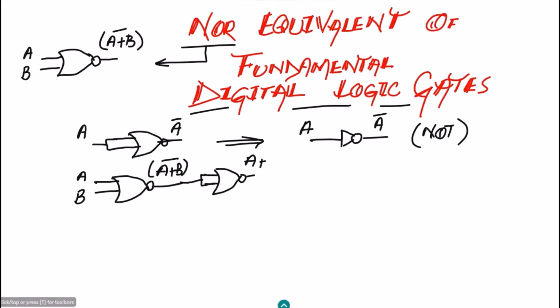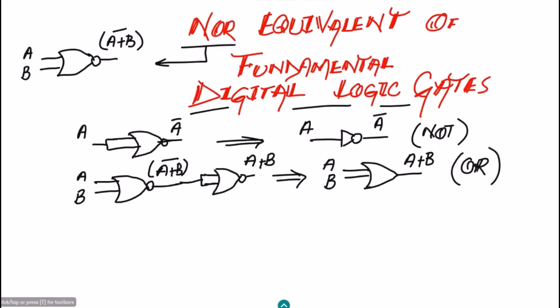So at the output of it, I will get A plus B, which is basically the same gate which I can see here, the same property: two inputs are applied, and at the output of them I will get A plus B, and this is the OR gate. So two very fundamental gates, the NOT gate and OR gate, are made up of these NOR gates. These are the NOR equivalents of the fundamental gates.